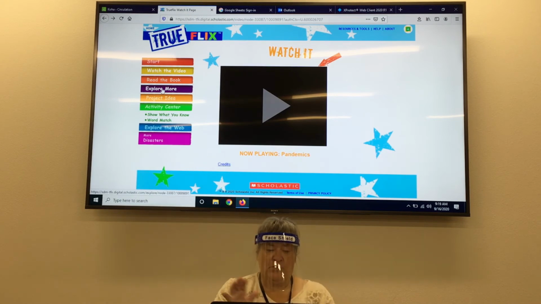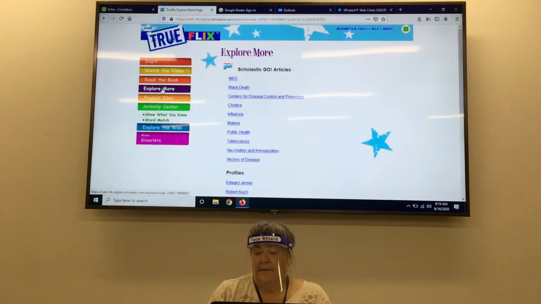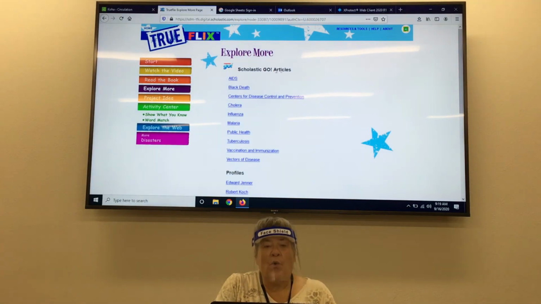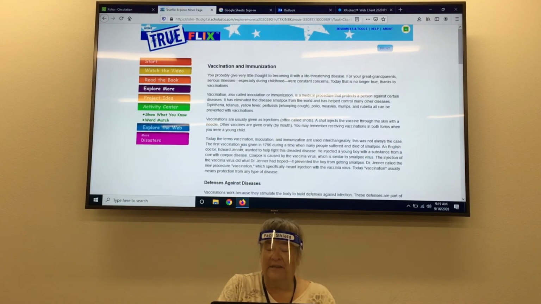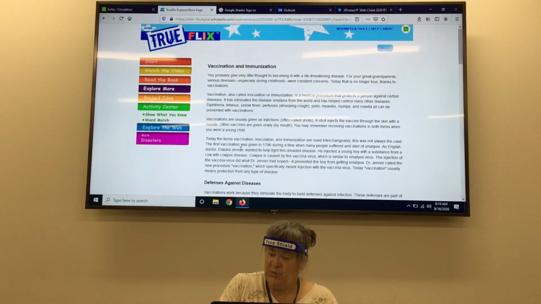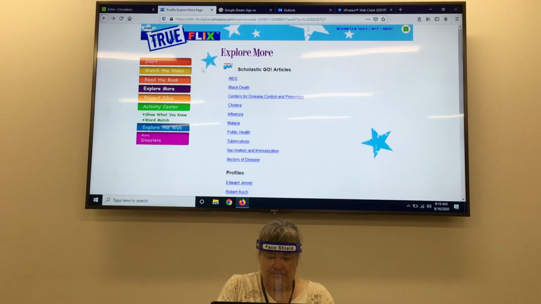I'm on the purple, explore more. They have Scholastic Go articles. There's a magazine called Scholastic Go. You could read about AIDS, the Black Death, Centers for Disease Control and Prevention. What is the CDC? Cholera, influenza, malaria, public health, tuberculosis, vaccinations and immunizations. If they come up with a vaccine for the coronavirus, would you want to take it? You can find out. What are vaccines and immunizations? What does that mean? Vectors of disease. I don't even know what vectors means. I'd have to look up that word to find out.